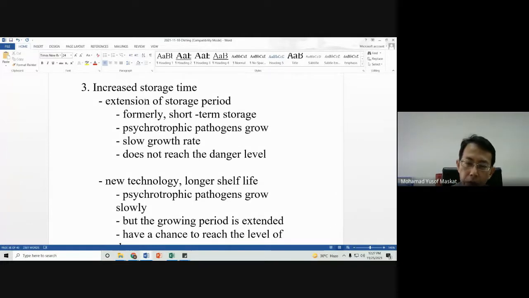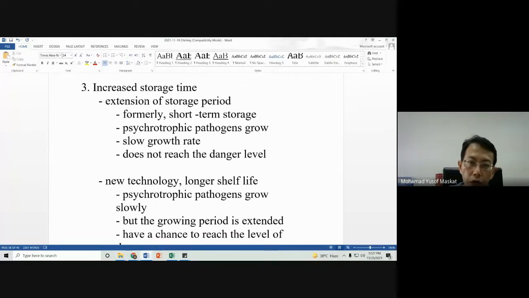Okay, so beneficial also for the producers. Then they can distribute it at a longer distance, further. However, increased storage time is also beneficial to the pathogens, because now they have enough time to grow and produce toxins.